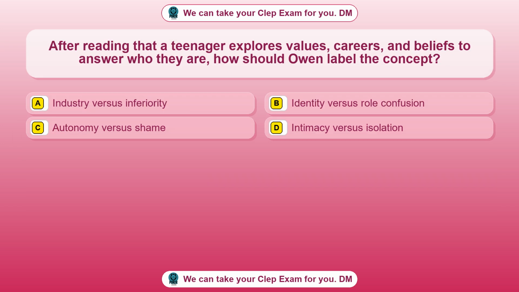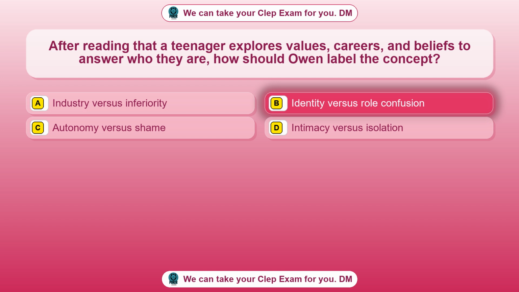Question 20. After reading that a teenager explores values, careers, and beliefs to answer who they are, how should Owen label the concept? Option A, industry versus inferiority. Option B, identity versus role confusion. Option C, autonomy versus shame. Option D, intimacy versus isolation. The correct answer is option B.